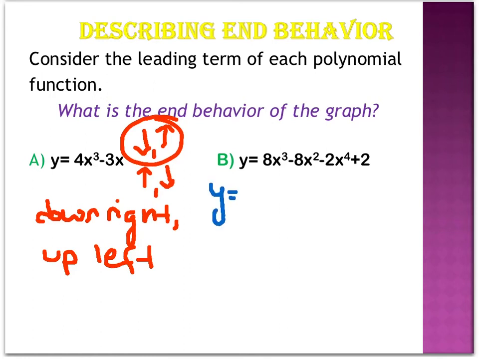Now for the second example, we need to make sure it's in standard form, which it's not. So I'm going to rewrite it in standard form. We put the highest degree first, which is this guy. That is the tricky part. Make sure it's in standard form or else the whole question could be wrong.